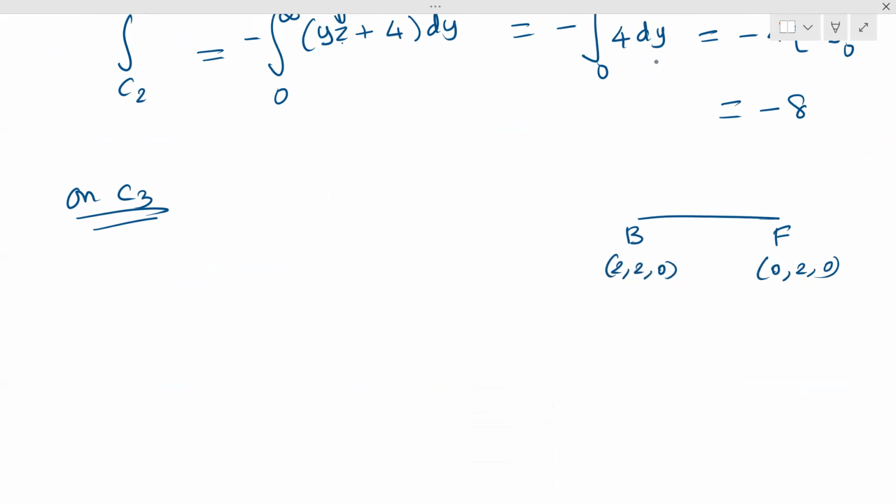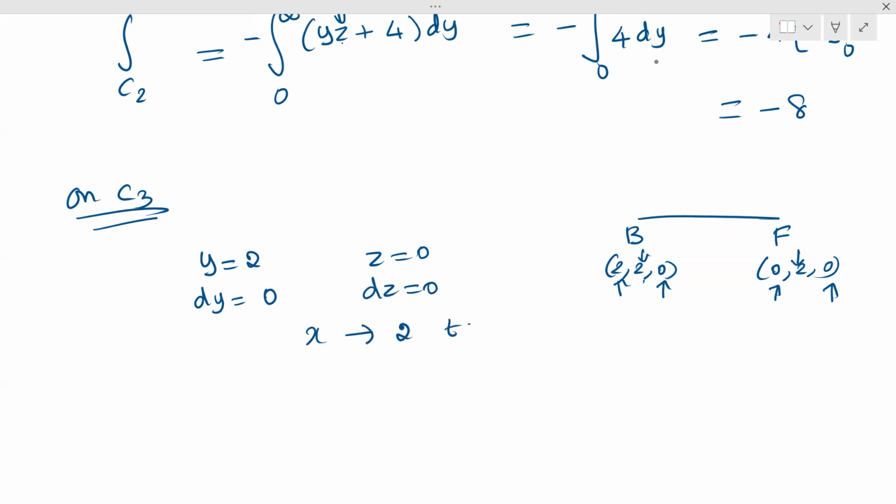Here X varies from 2 to 0 and Y equal to 2 and Z equal to 0. So Y is fixed, Y equal to 2. So dy, the differentiation of 2, is 0 and Z equal to 0, so dz equals 0, and X varies from 2 to 0.